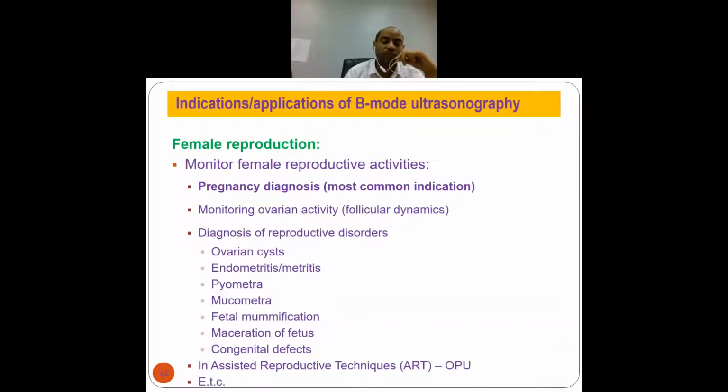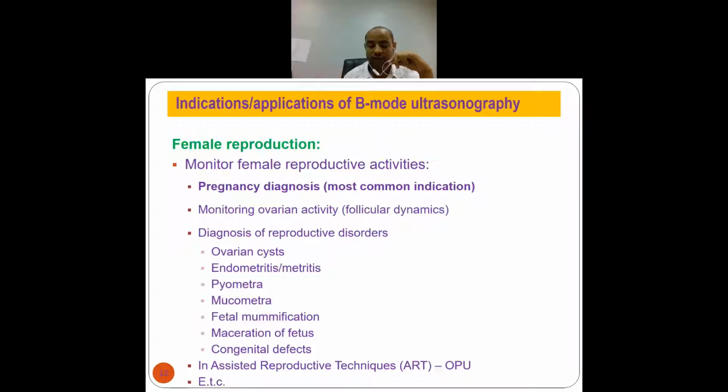Okay, and apart from this physiological aspect of the reproductive system, ultrasound can also be applied to diagnose reproductive disorders or reproductive diseases. Among these disorders is cystic ovarian disease, and you can also use this diagnostic method for diagnosing endometritis, which refers to the inflammation of the endometrium of the uterus. You can also use it for diagnosing pyometra, which refers to the accumulation of pus in the uterus.